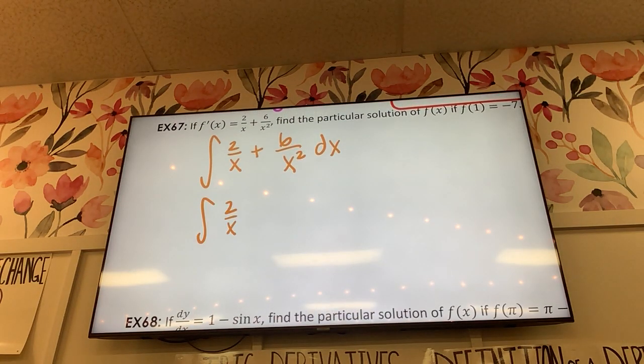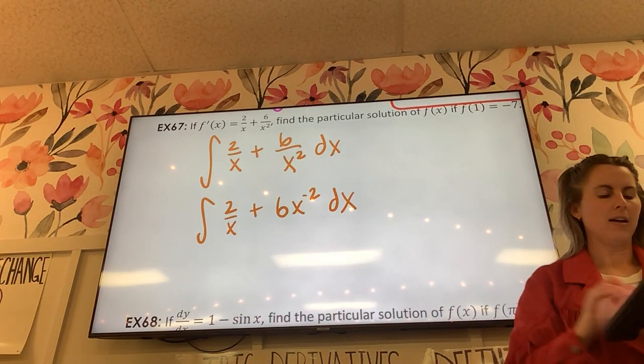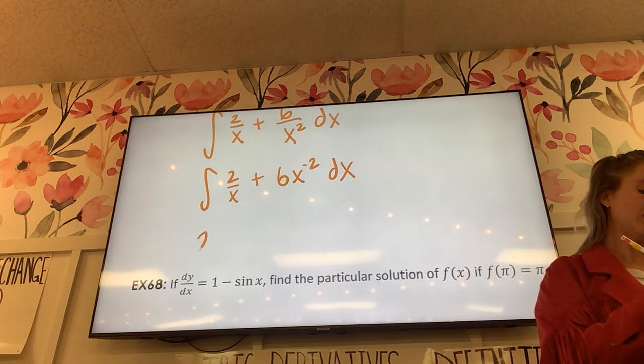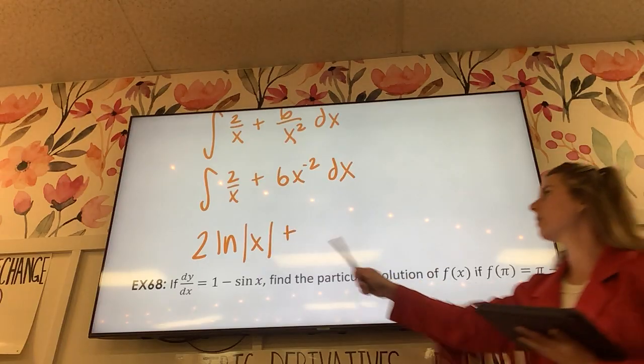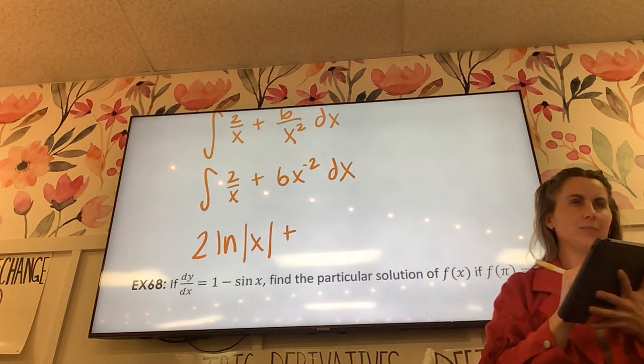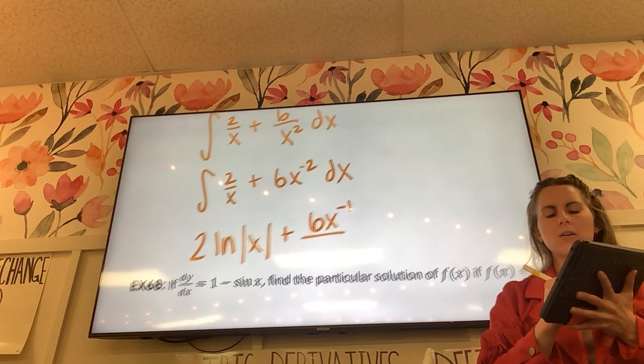Right, so I'm going to rewrite the 6 as 6x to the negative 2 so I can use the power rule. I can leave the 2 over x, because what is the integral of 2 over x? ln. And where's the 2 going to go? In the front. So 2 ln absolute value of x plus, what is the integral of 6x to the negative 2? 6 over x. So 6x to the negative 1 over negative 1.